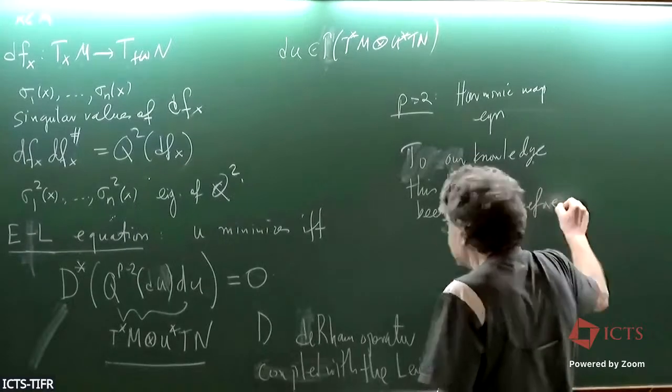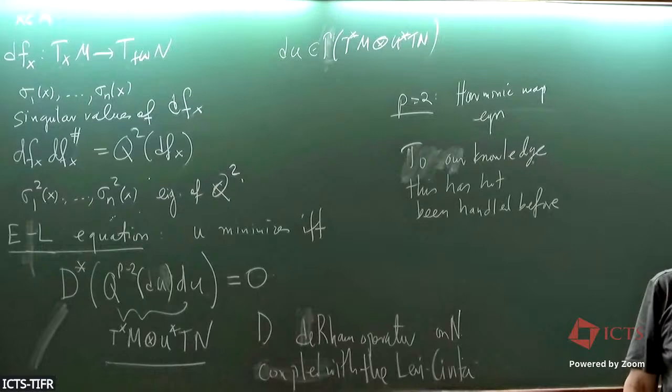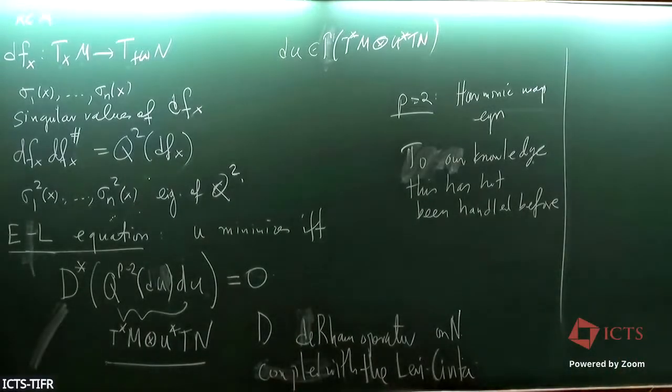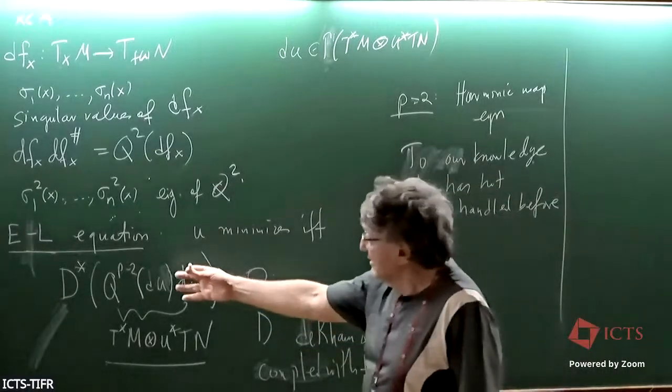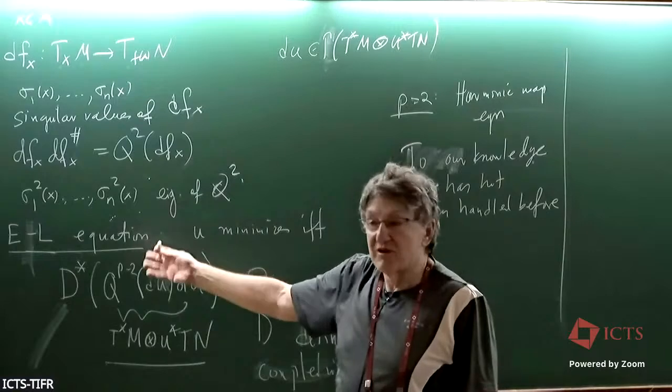And clearly, if this has not been handled before, it's unlikely for me to start inventing new techniques in analysis to do this. So we have to work with what we have here, okay? So anyway, the only regularity you have is whatever you assume, that Q is in some Sobolev space or something.